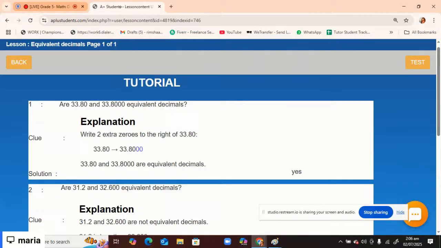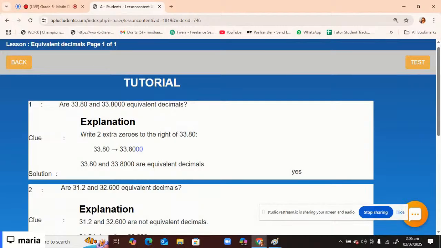So now we start with equivalent decimals. First of all, let's check what the meaning of equivalent decimal is. You all know what equivalent decimal basically means. Equivalent decimals means two decimal numbers on two sides, and we check whether these decimals are equal.